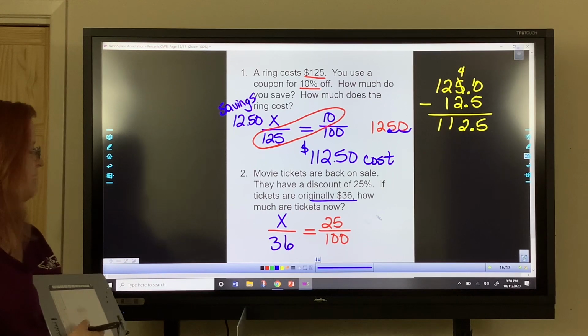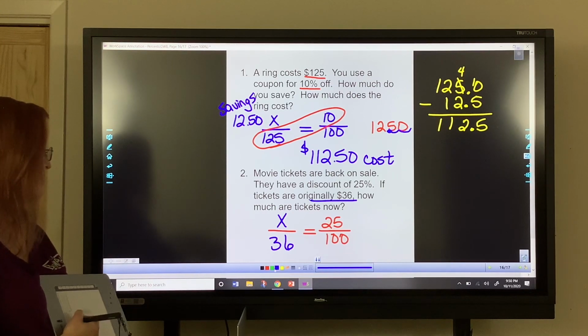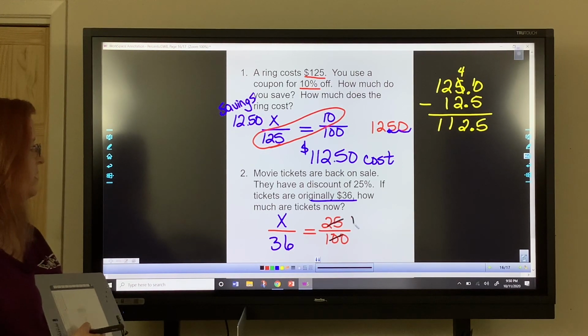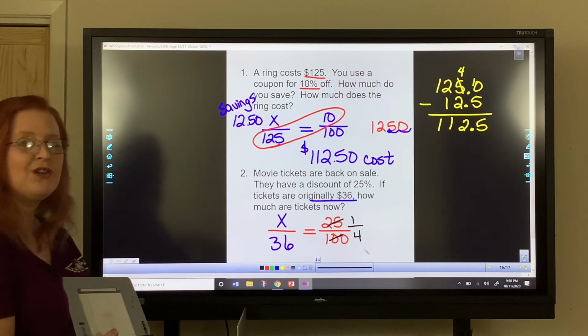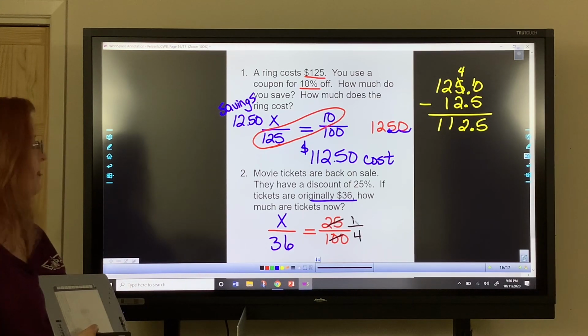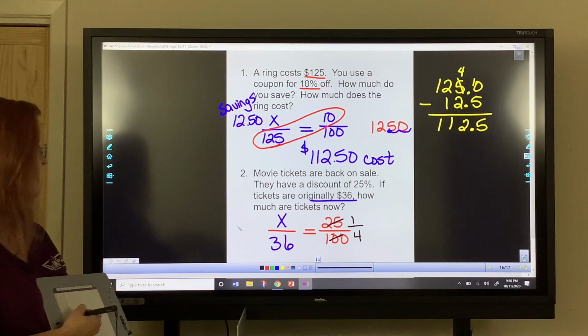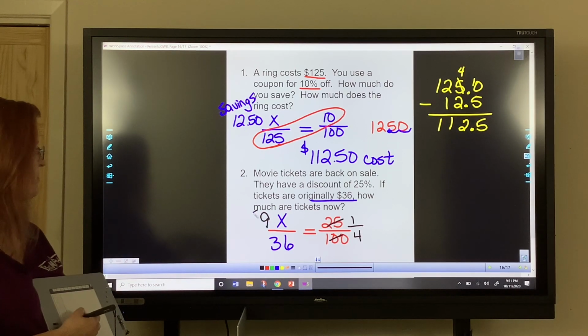Multiply 36 times 25. Divide by 100. I don't like doing that. I'm going to reduce my fraction. 25 over 100 is 1 over 4. Hopefully you know that by now. Multiply 36 times 1, divide by 4. Well, we know 36 divided by 4 is 9. So my discount is $9.